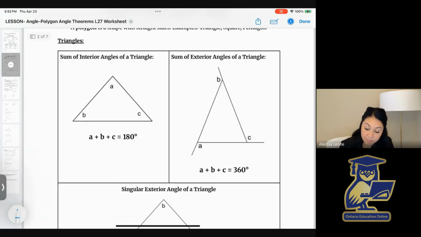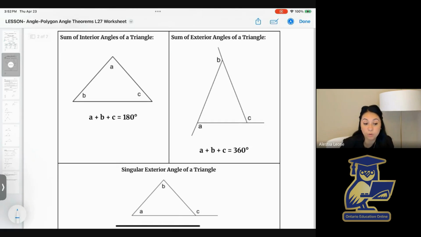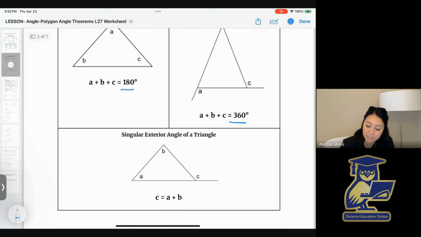Triangles have specific rules for their angles, and some of them we've worked with already. The sum of the interior angles of a triangle is 180 degrees. Now the sum of the exterior angles. These were interior. Now we're looking at the exterior, which means outside. The angles outside of the triangle are 360 degrees. And if we're trying to look for one angle outside of a triangle, that is this rule here.